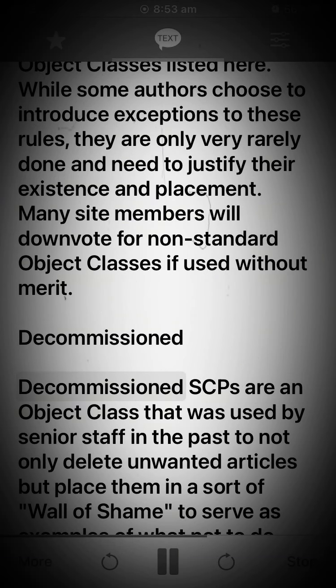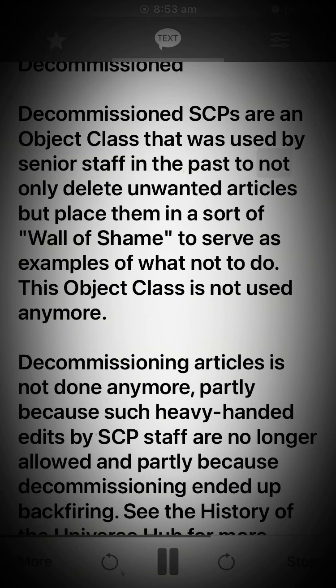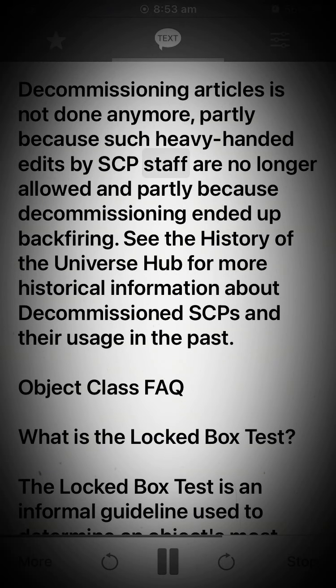Decommissioned. Decommissioned SCPs are an object class that was used by senior staff in the past to not only delete unwanted articles but place them in a sort of wall of shame to serve as examples of what not to do. This object class is not used anymore. Decommissioning articles is not done anymore, partly because such heavy-handed edits by SCP staff are no longer allowed and partly because decommissioning ended up backfiring. See the History of the Universe Hub for more historical information about decommissioned SCPs and their usage in the past.